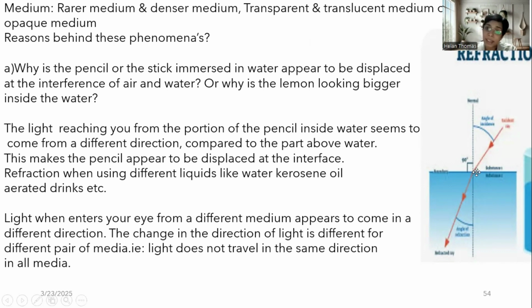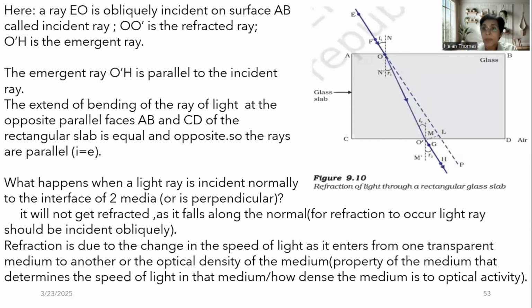Because the speed of light is less, we see the light coming from a different direction, and you see the pencil has broken. All these illusions are because of the refraction of light as it enters from one transparent medium to another, falling on the second medium in an oblique way.